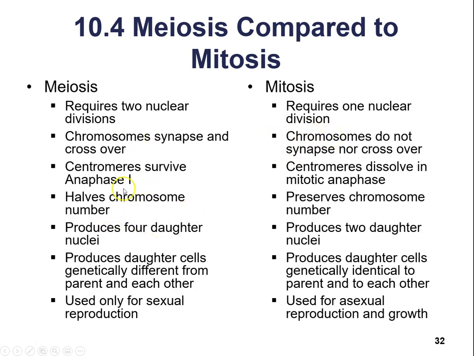Okay. Here in anaphase 1, another thing to point out is that in meiosis, the centromeres stay around. Why? Because you're going to have another division that occurs. Here in anaphase of mitosis, the centromeres will dissolve. Okay.